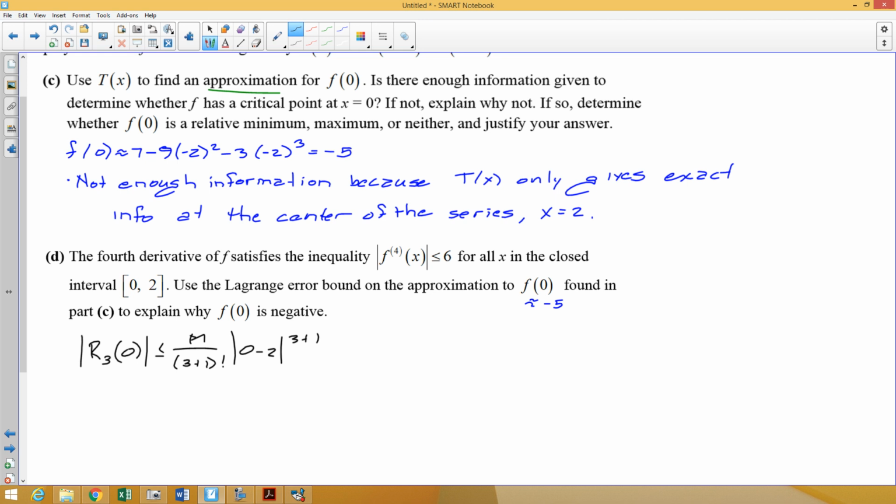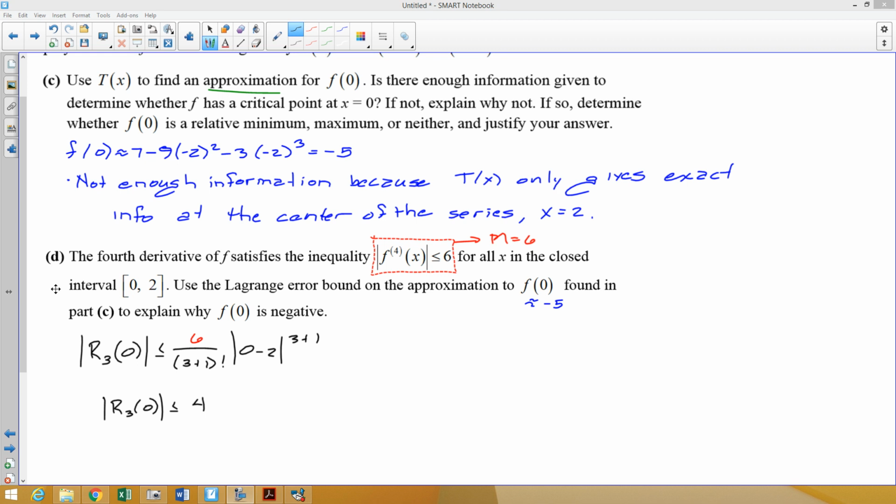The challenge most of the time with Lagrange, or Taylor's inequality, whatever you want to call it, is finding the M. However, they're extremely nice here because when they told you that the fourth derivative was always less than or equal to 6, they are giving you that value of M. So we now know that M is 6, so I can plug that in down here. And now we're simply going to throw this in the calculator to get an upper bound for my error. We punch all that in and we get my maximum possible error of 4. And so there's our Lagrange upper bound.